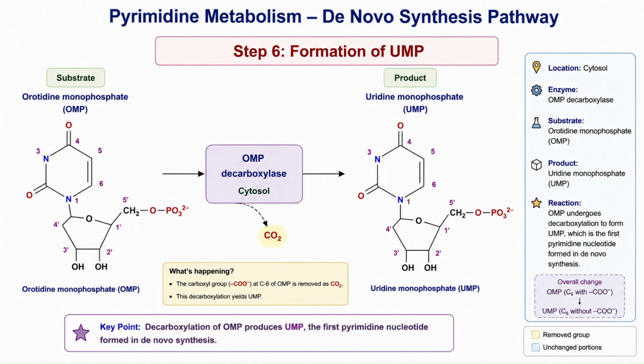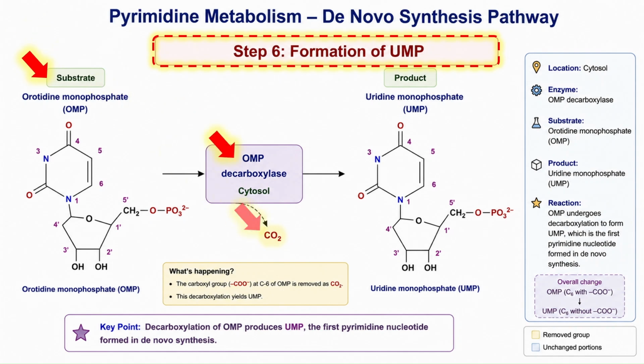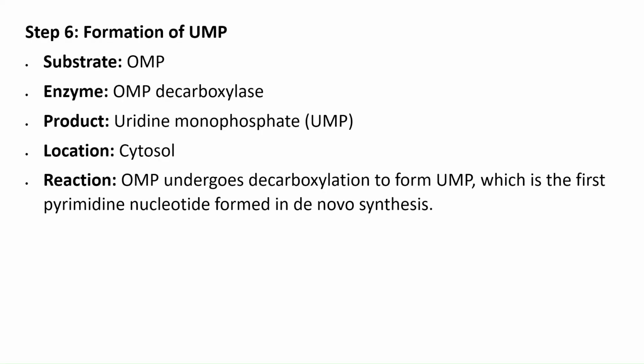Now coming to the sixth step, the formation of UMP, uridine monophosphate. Orotidine monophosphate contains a carboxyl group attached to the pyrimidine ring. So the enzyme OMP decarboxylase will remove the carbon dioxide group. The major change here is the loss of carbon dioxide from the ring, converting orotidine monophosphate into uridine monophosphate. So coming to the notes, OMP undergoes decarboxylation by OMP decarboxylase to form uridine monophosphate, or UMP.